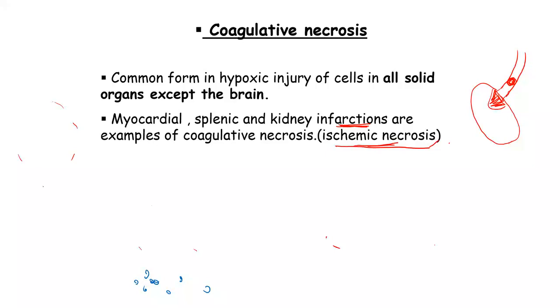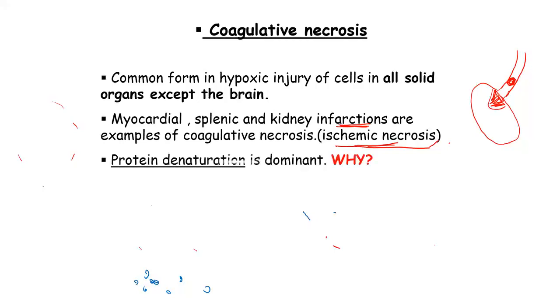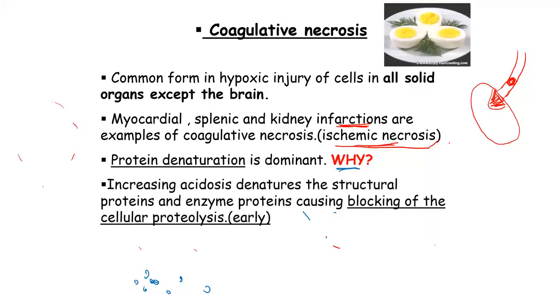So, in coagulative necrosis, we have said that it is common in hypoxic injury of the cells in all solid organs except the brain, occurring in myocardial infarction, splenic infarction, kidney infarction, lung infarction. Okay, and infarction is ischemic necrosis, as we have said. Predominant here is protein denaturation or enzymatic digestion? Here we have predominant protein denaturation.